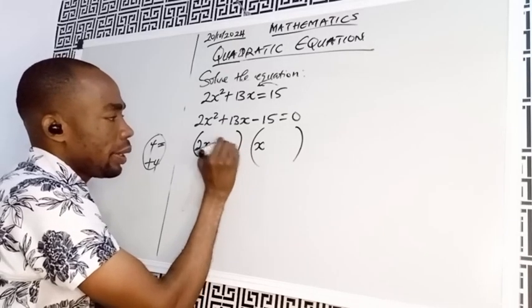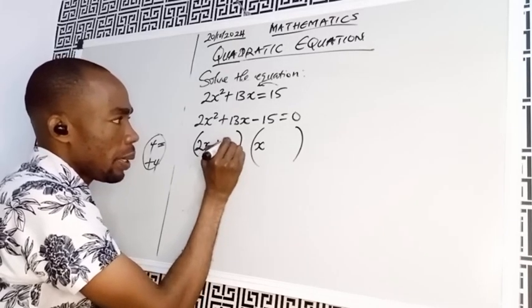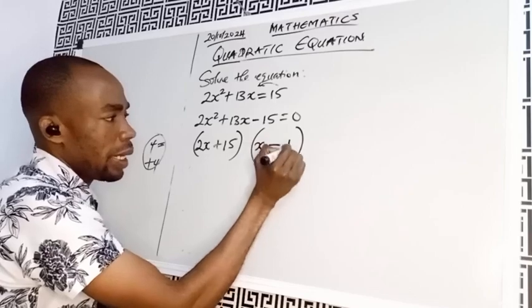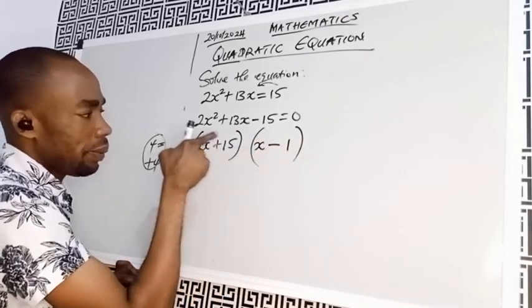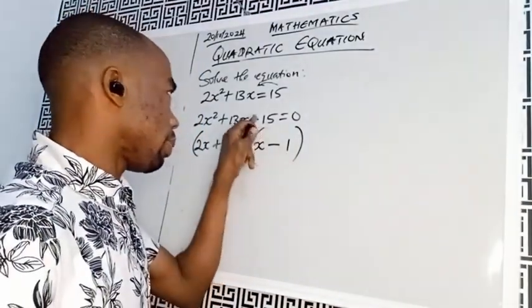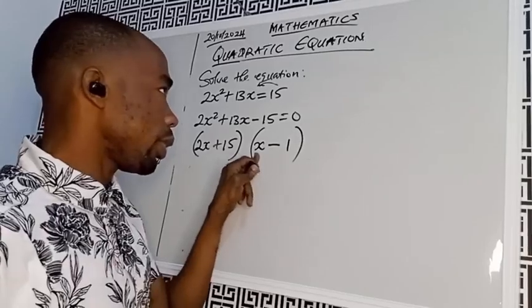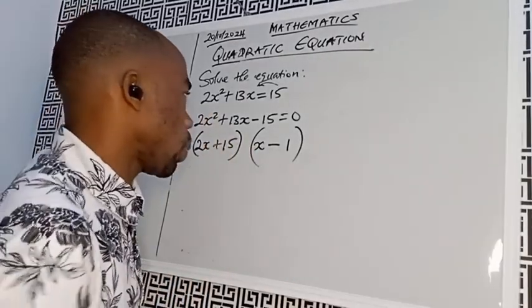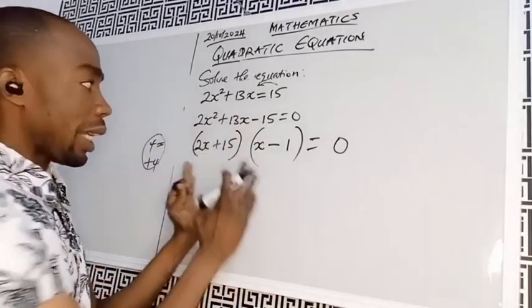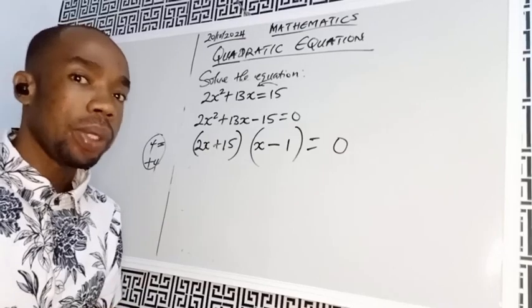Let's see if we use 15 and minus 1. So this times this is going to give us minus 15, and this times this is going to give us 2x squared, everything equal to 0. So you can see that it is now looking like the first one we solved, right?